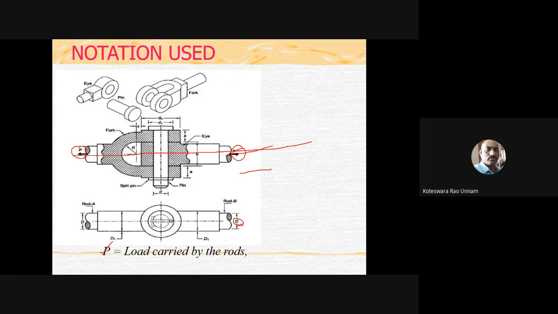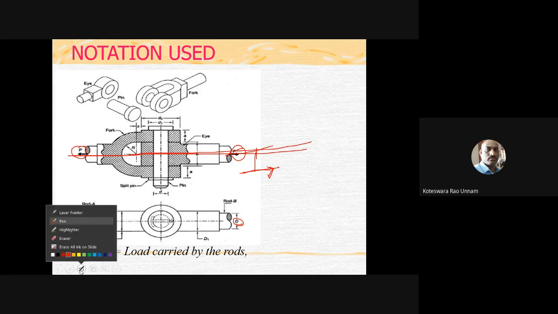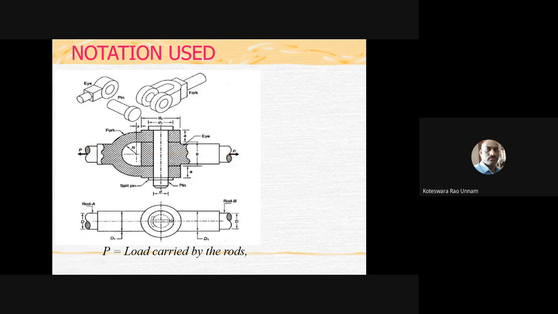It cannot permit any eccentric load. Suppose this is the axis of the joint and the load is applied elsewhere, then I cannot analyze that one. So this joint does not permit that. Always the load should be an axial load. It may be tension or compression, but it should be an axial load. So that is the first, P, the load carried by the rods. Then D is the diameter of the rods here.